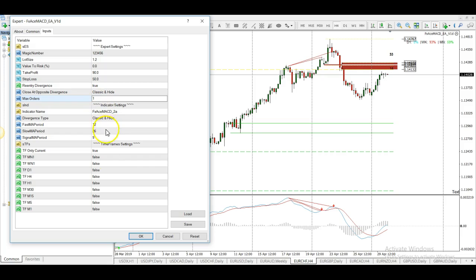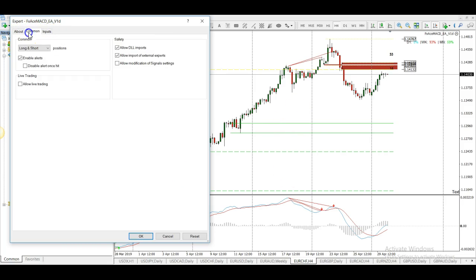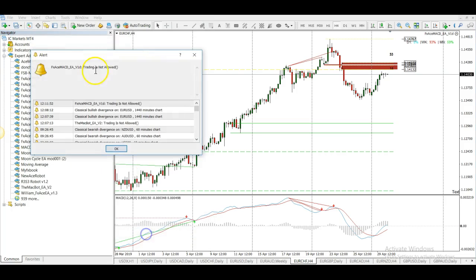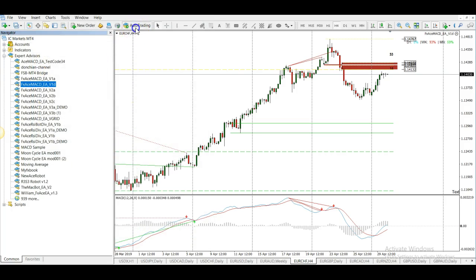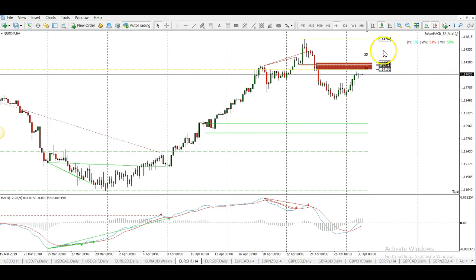Max orders 1. Now the time frames when we're looking at this is simply looking for a signal on the 1 hour and the 30-minute for these trades. Okay, and we're looking to go short and allow live trading. Make sure that's on. Okay, and that's that loaded for me today, the end of the market for me.